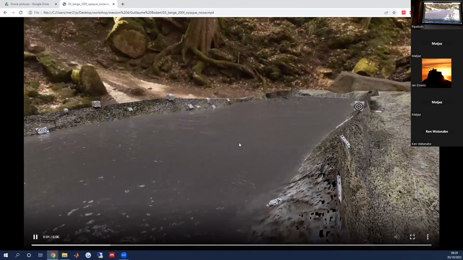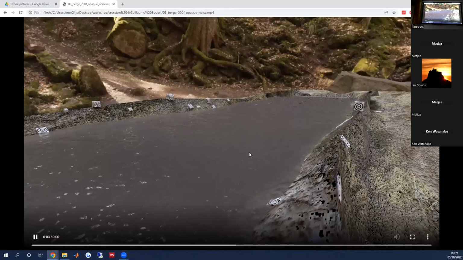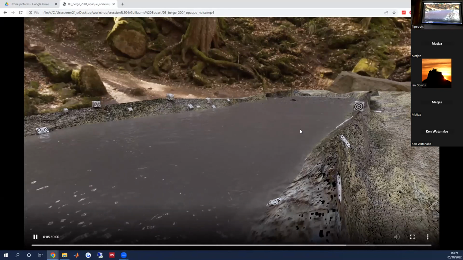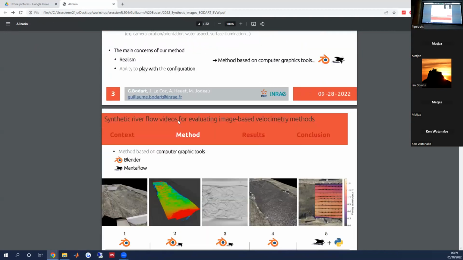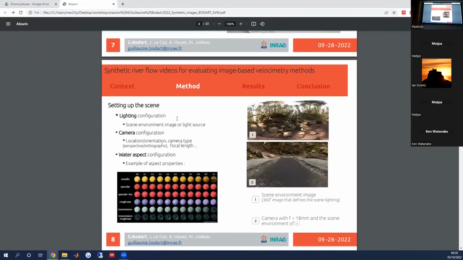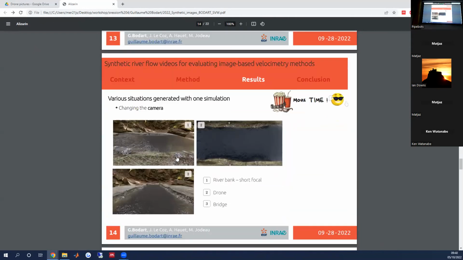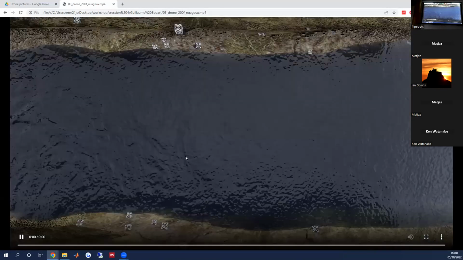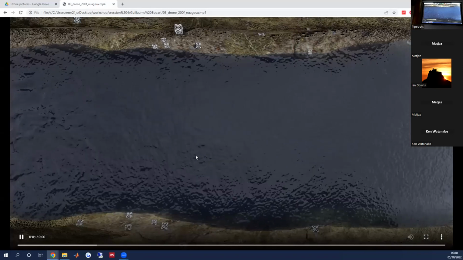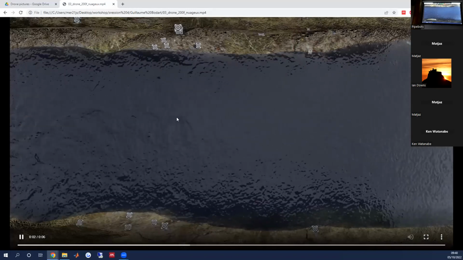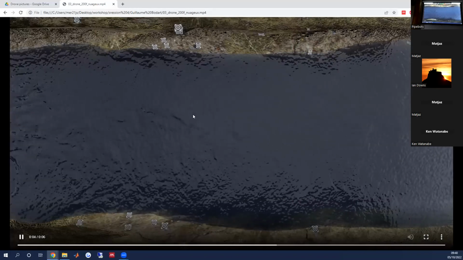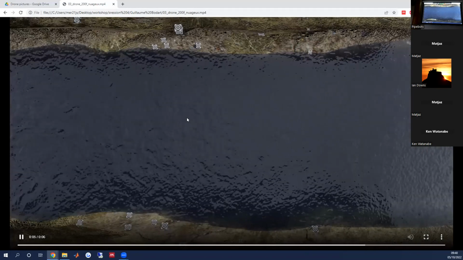Maybe I won't show everything, but as you can see, we can reproduce many configurations. This is an example from one point of view. Then I've built others, for example, from a drone here. And you can see that the surface waves are actually quite accurately reproduced.